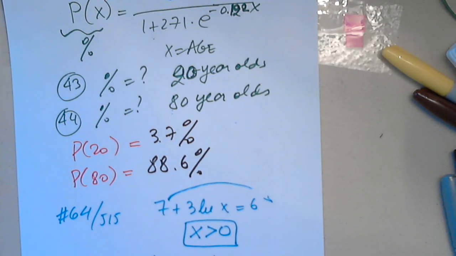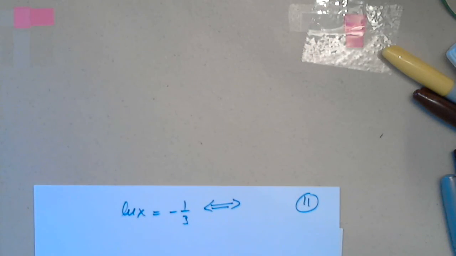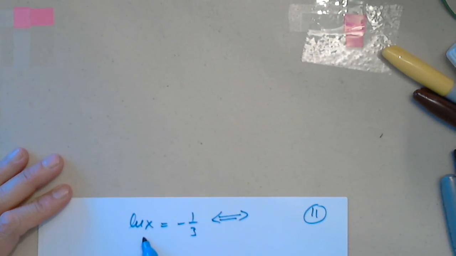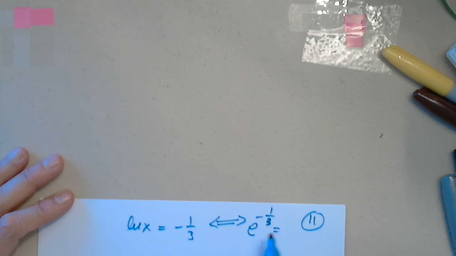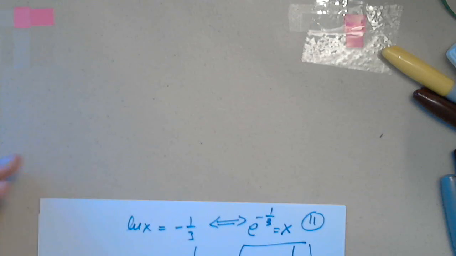Only now I can change it into an exponential equation. Knowing that the base is e, e raised to this power equals x. So x equals e to the -1/3, or x is 1 over e to the 1/3, or x is 1 over the cube root of e. Since this number is definitely greater than 0, I found the solution.